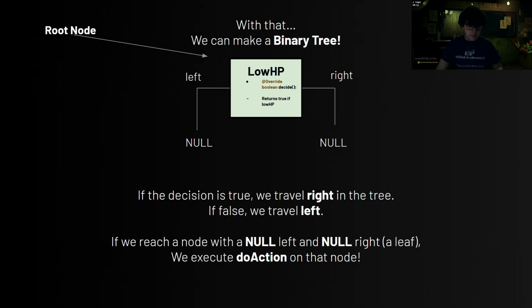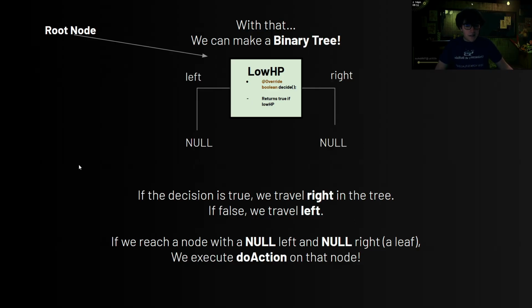So let's move on. Oh yeah, so if the decision is true in our decision tree, you're going to travel to the right in the tree. Otherwise, if the decision is false, we travel left. And yeah, here I define leaf. And yeah, we only execute do action on leaves.